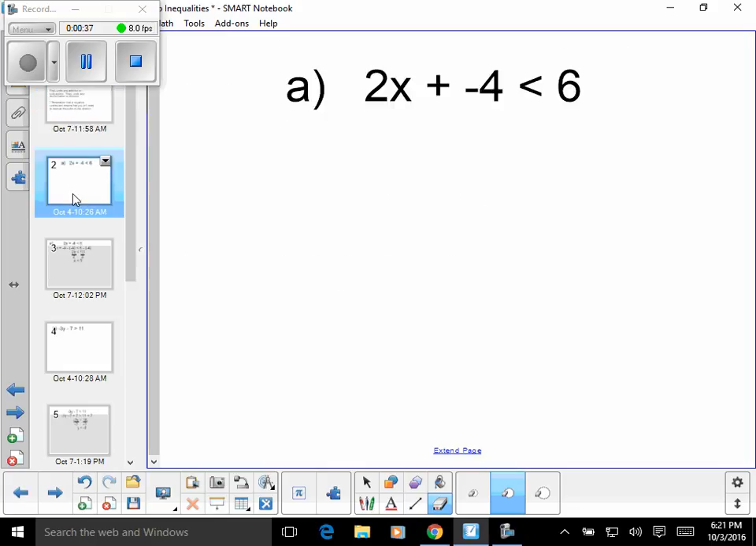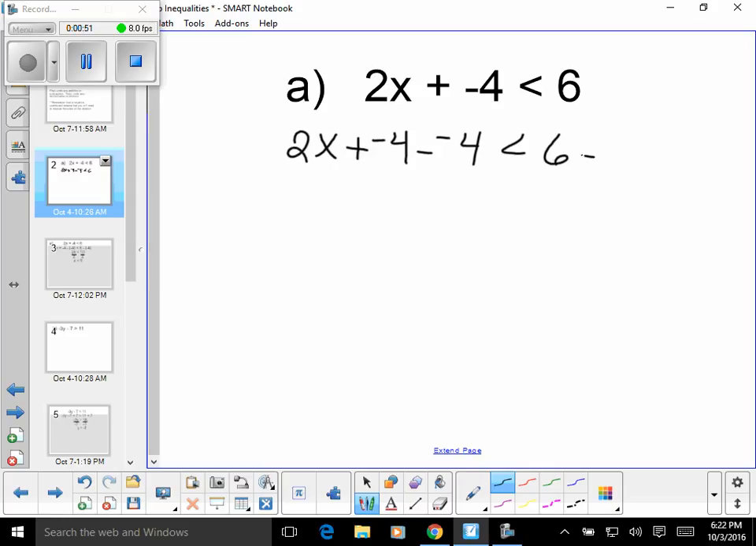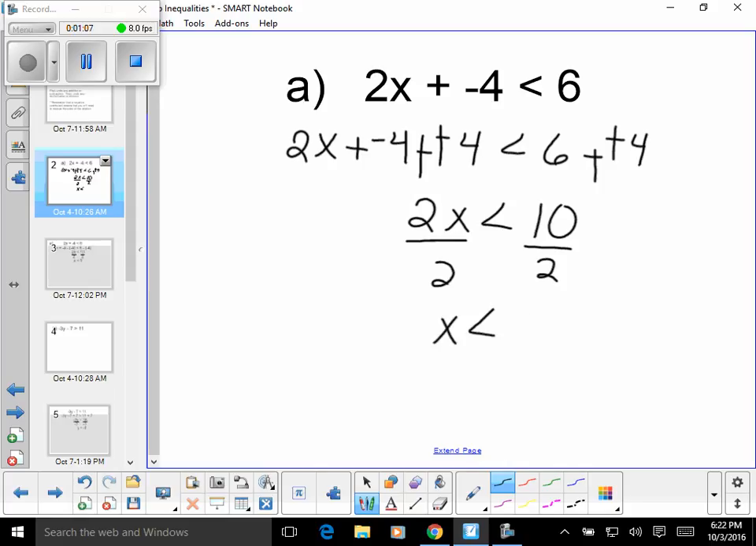Let's look at example A. The first thing we'll have to deal with is the addition. So 2x plus -4 minus -4 is less than 6 minus -4. Remember, we add the opposite, so this will be 2x is less than, add the opposite, this will be 10. Then we undo the multiplication with division, x is less than 5. Because we're dividing by a positive number, we do not need to change the direction of the relation.